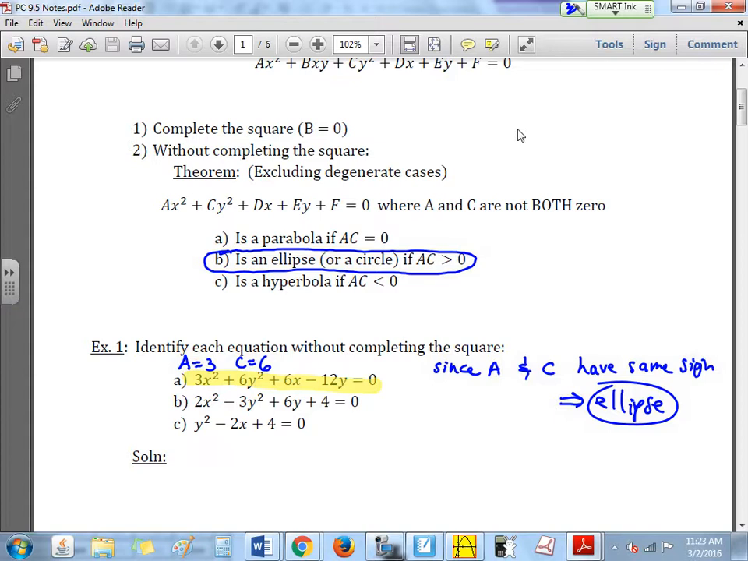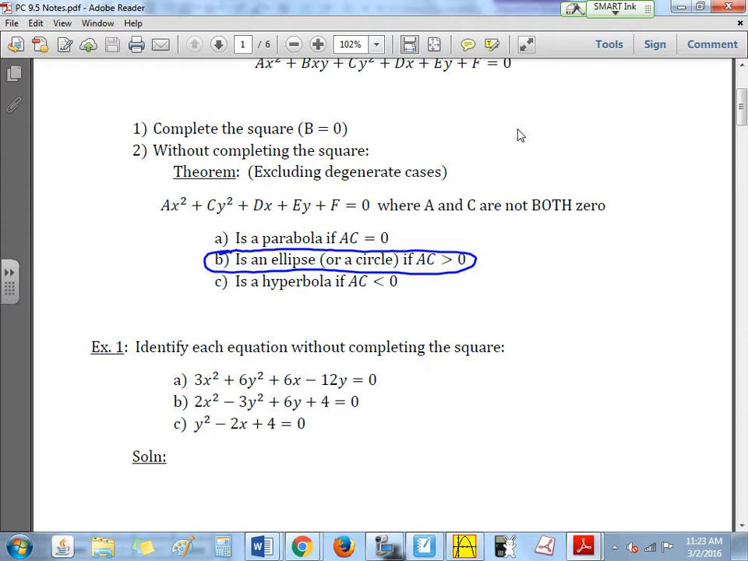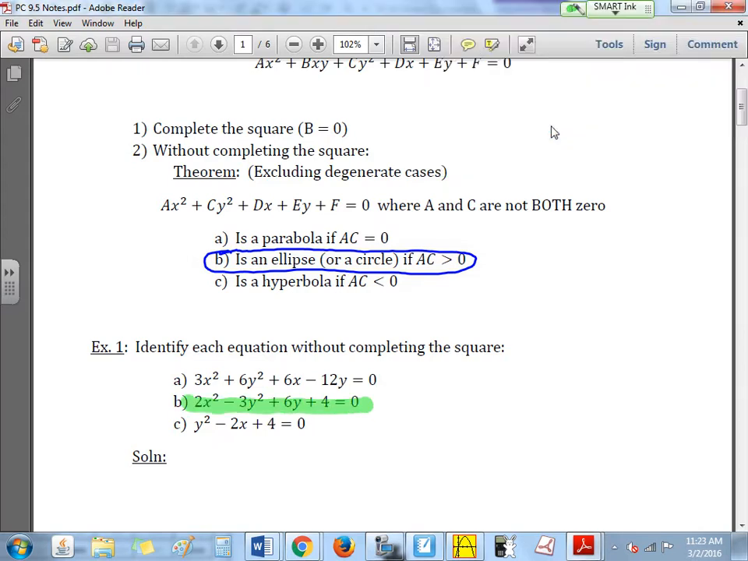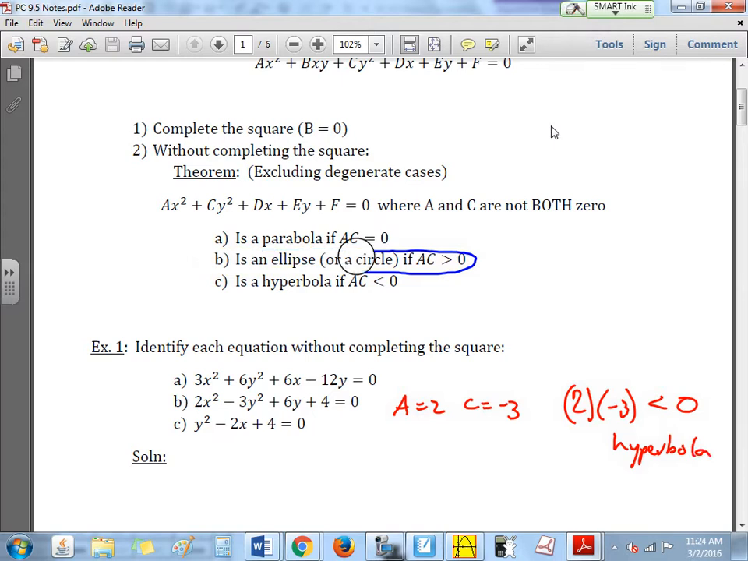Okay, look at example 1b. Do you guys recognize what kind of conic this would be? Hyperbola is correct. And it's really because the A is 2 and the C is negative 3, and that's all you really need to know. You need to know that the quadratic coefficients have opposite signs. So when they have opposite signs, or when you multiply them together and you get a negative, that's proof pretty much that it's a hyperbola. Okay? On this next problem, part C, you guys could probably tell right away by looking at it.